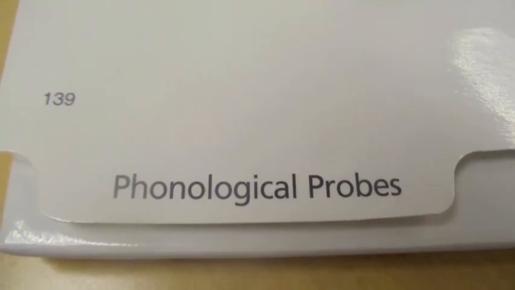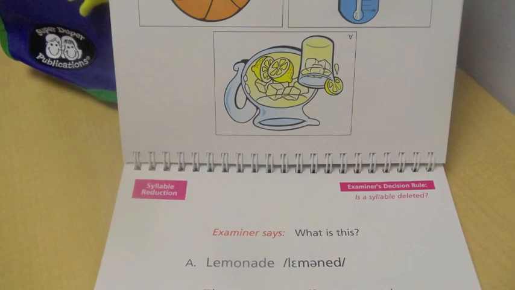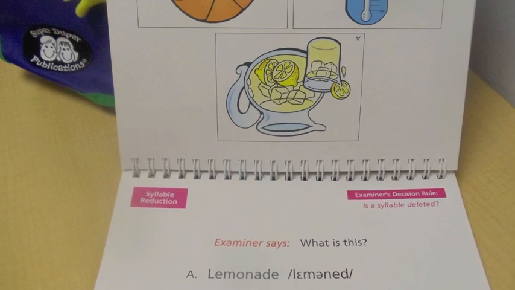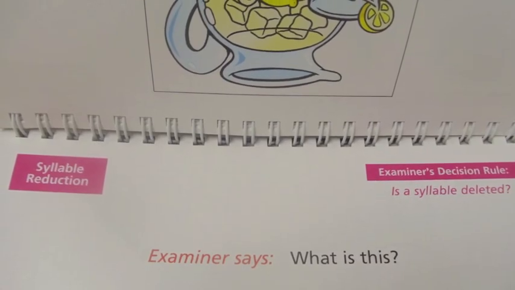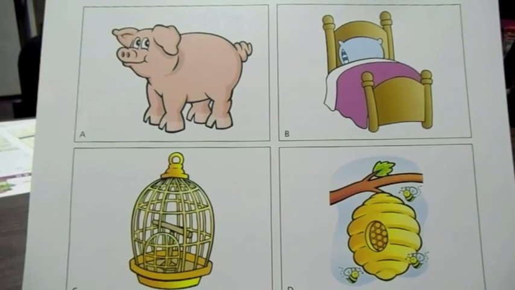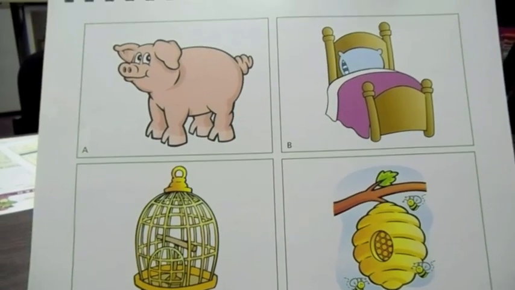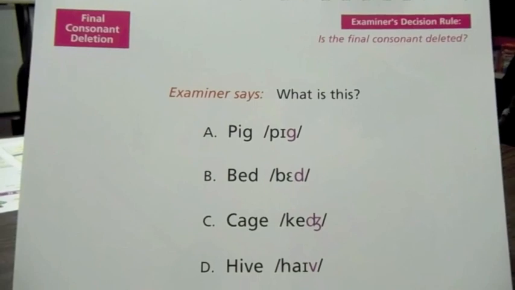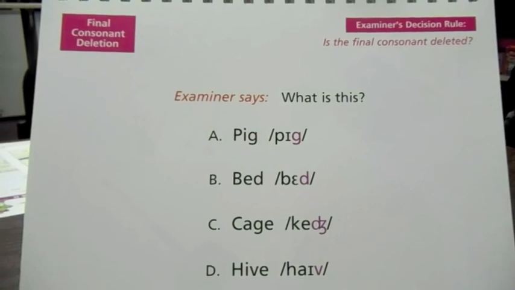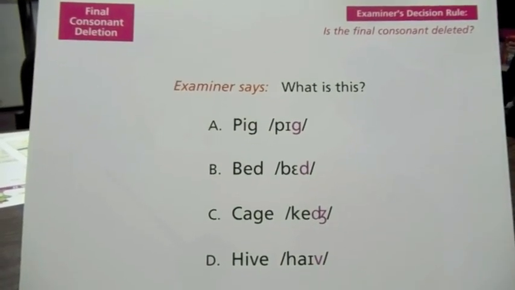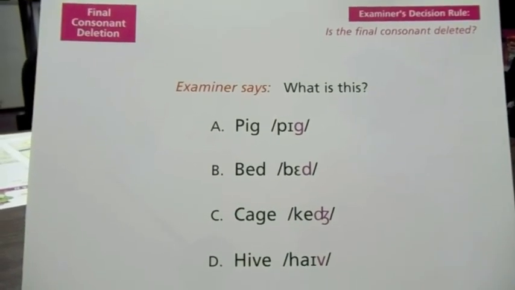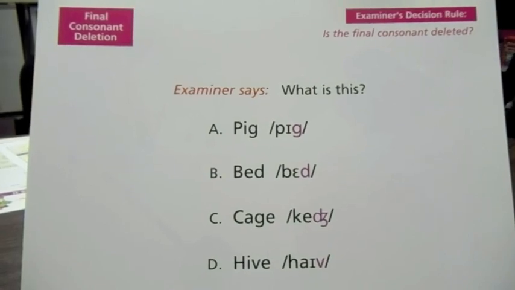The phonological probes tab evaluates final consonant deletion, cluster reduction, syllable reduction, gliding, vocalization, fronting, deaffrication, pre-vocalic voicing, and post-vocalic devoicing. The clinician asks the child to identify some pictures. The clinician tells the child, "Now we are going to look at some pictures you have already seen. There are a few pictures on each page. Let's start here." The clinician will proceed to ask the child, "What is this?"